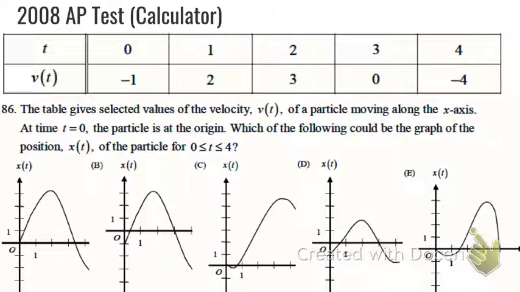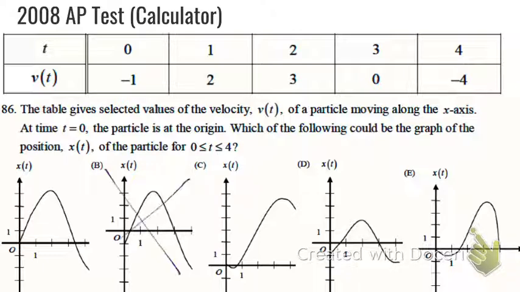First of all, there are some clues in the directions as to which graphs we are able to eliminate, and I hope that you guys caught on to it. They are giving us an initial condition. So they're telling us that at time t equals 0, the particle is at the origin, which means that my position graph should start at 0, 0. If you look at these 5 options down here, 2 of them do not start at 0, 0, and I can eliminate those 2 options.